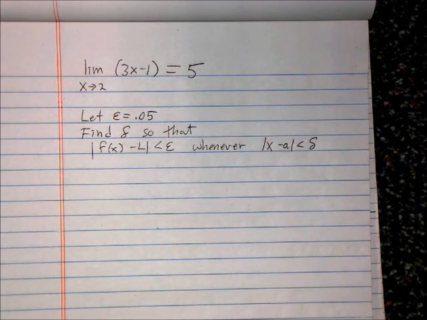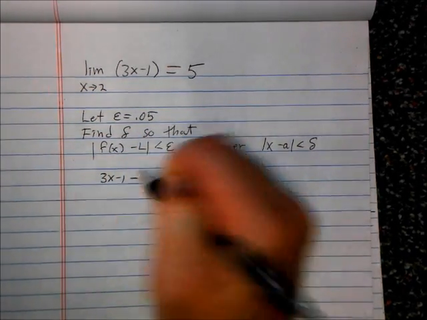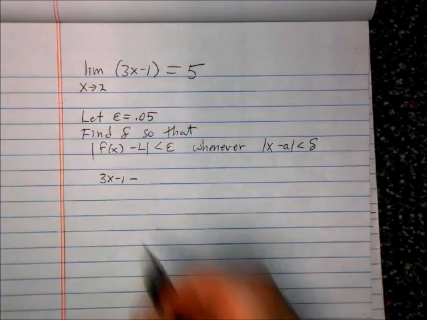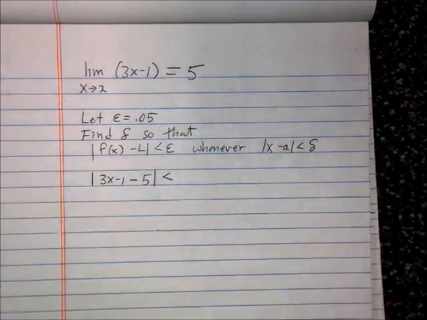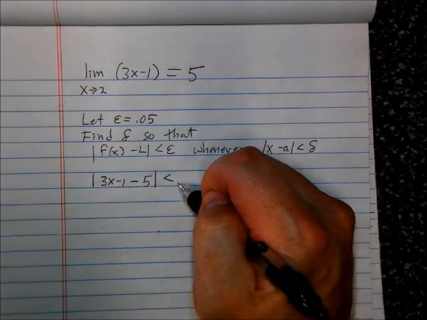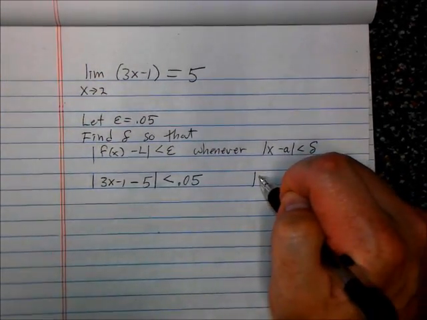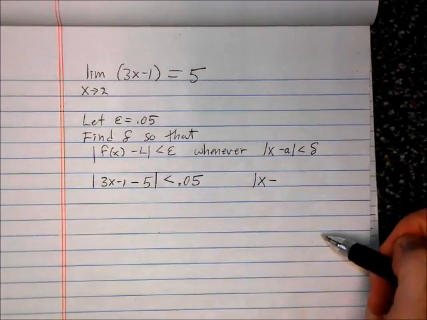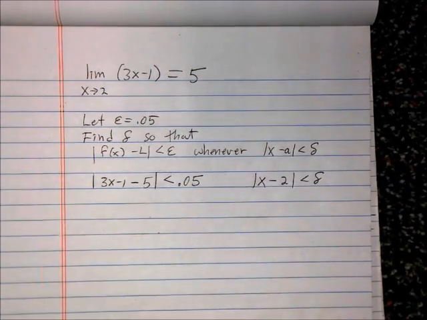Okay, so what's f of x in this problem? f of x is 3x minus 1. L is 5. The absolute value is less than, what's epsilon? 0.05. Okay, and over here, x is x. What's a? 2. And delta is the thing we need to find, right?